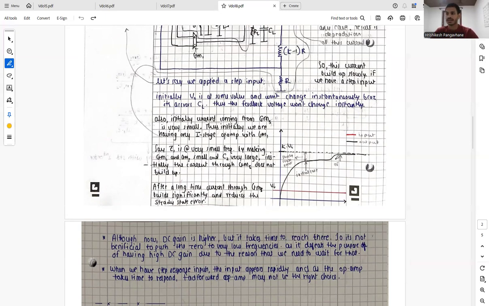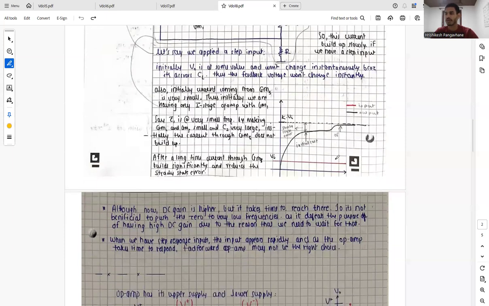And when we have step response inputs, basically the input appears rapidly, and as the op amp takes time to respond, feed forward op amp may not be the right choice when it comes to step input.